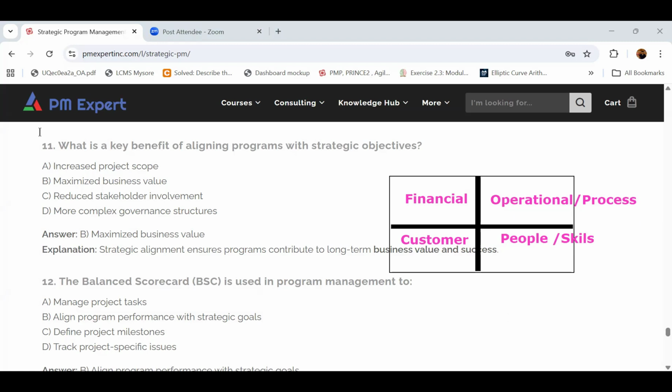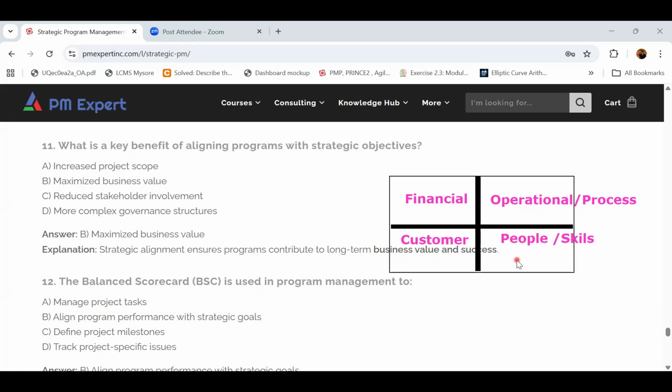For example, if I say my revenue target or my profitability targets are 5 million, where should it go? Financial, this quadrant? Yes or no? Yes. Now, if I say my net promoter score should increase by 20%, or my net promoter score should be this much within a span of 6 months, should that target go here? Yeah, customer one.